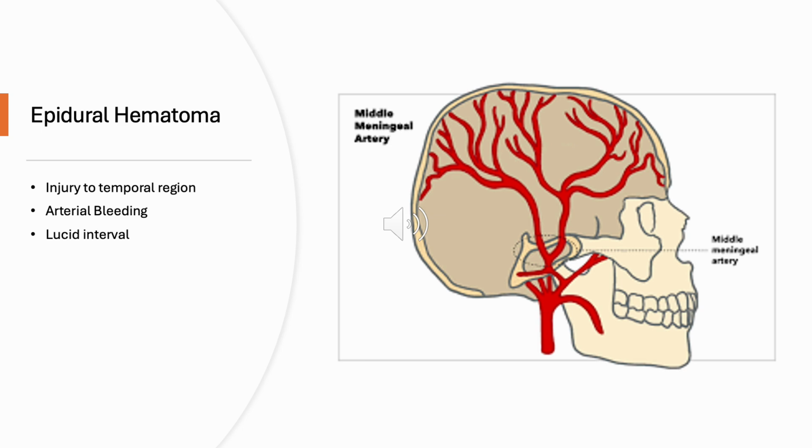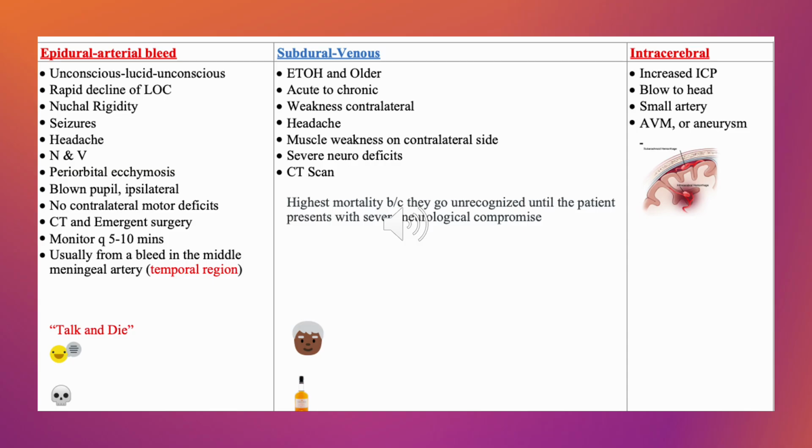The hallmark sign is the patient will be unconscious. They'll have a lucid interval, meaning they'll regain consciousness, and then they'll be unconscious again, and usually it's downhill from there. So you need to be able to recognize it so the patient can go to the OR and get it evacuated. Okay, in this slide, we're going to compare epidural bleeding with subdural and intracerebral, because these three types of bleeds can happen during a traumatic brain injury.